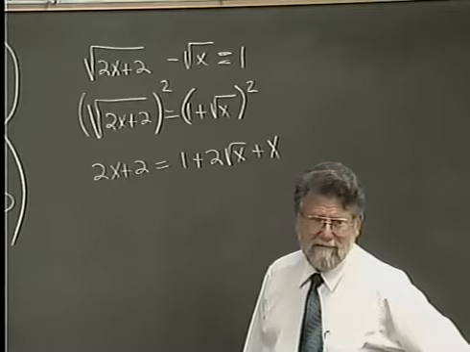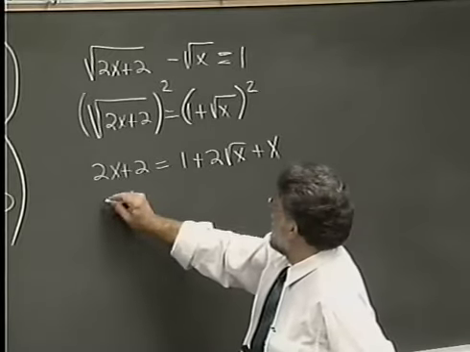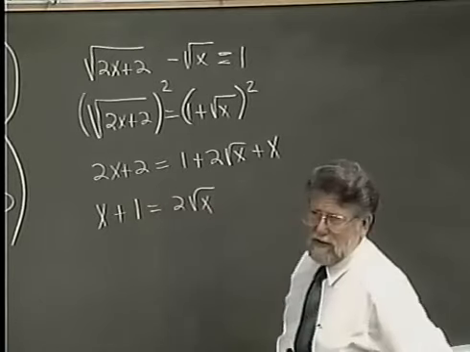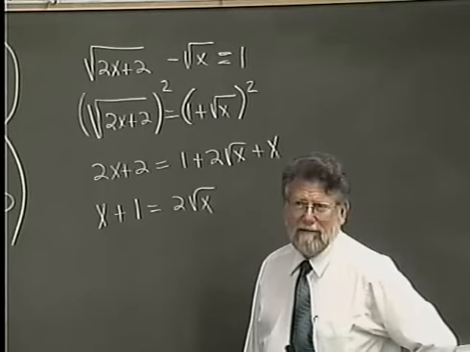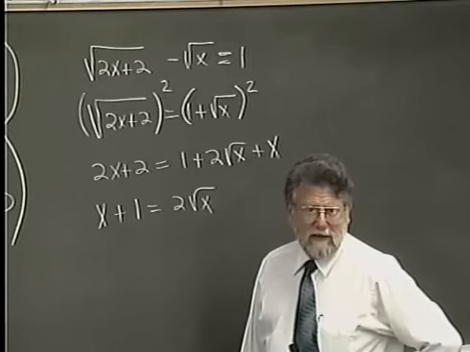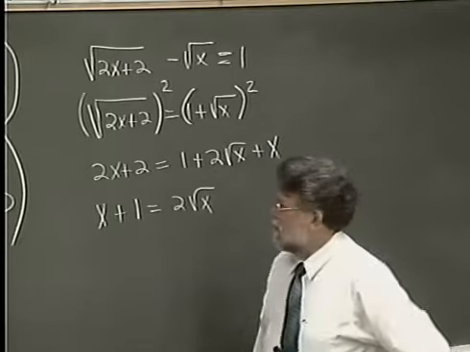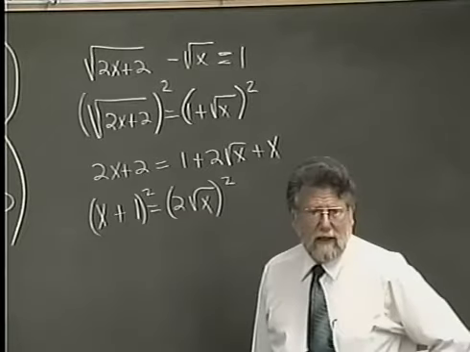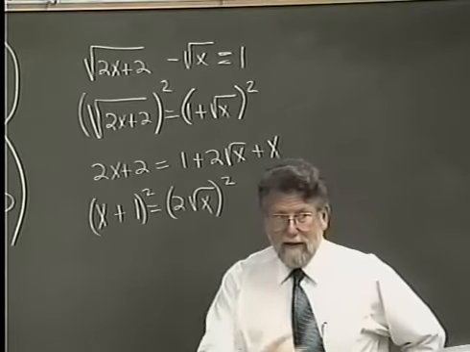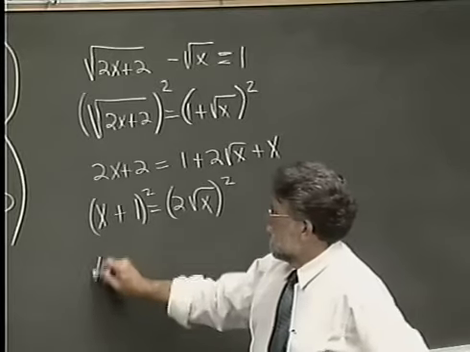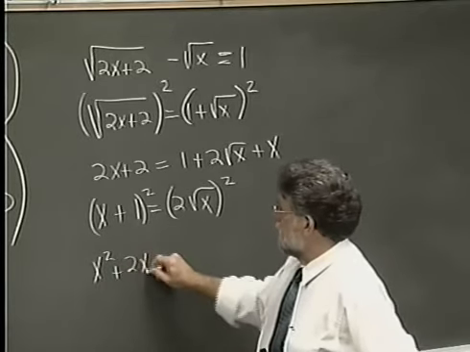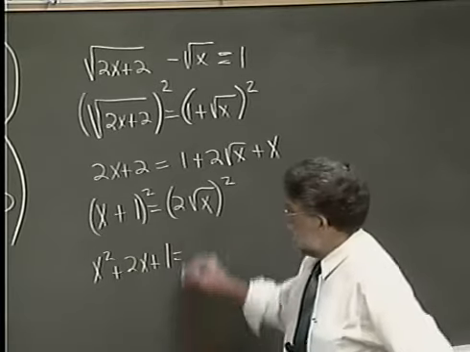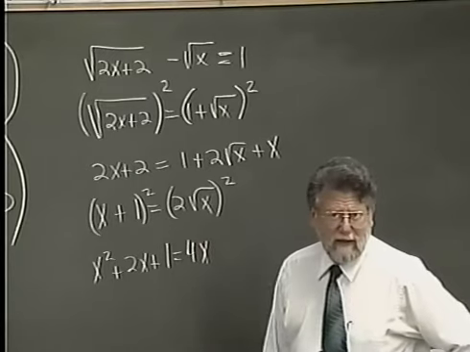Okay? So that gave me x plus 1 equals 2 times the square root of x. Okay. Then what do I do? Square both sides again. So I square both sides. On the left side, again, you can't omit the middle term. The middle term was lost a couple times for some of you. The right side: 2 times 2 is 4, so the 4x.